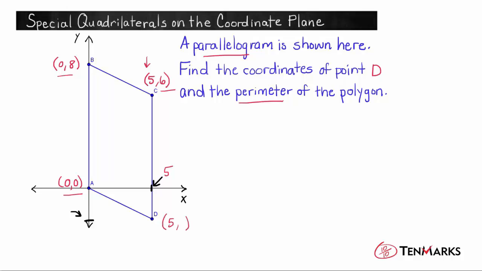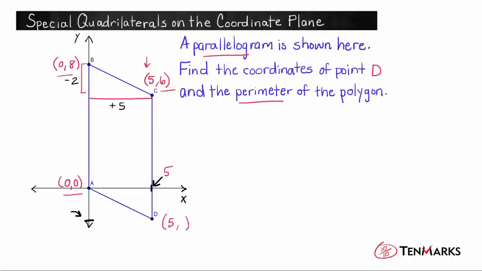Now all we need is the y value. Unfortunately, we don't have a point to the left or right of D to help us find our y coordinate, but we do know that parallelograms have opposite, parallel, and congruent sides. So we can use the slope of side BC to find the y coordinate of D. Using rise over run, to get from point B to point C, we will rise a negative 2 units and we'll run a positive 5 units.